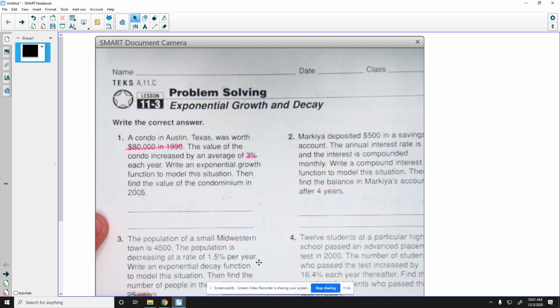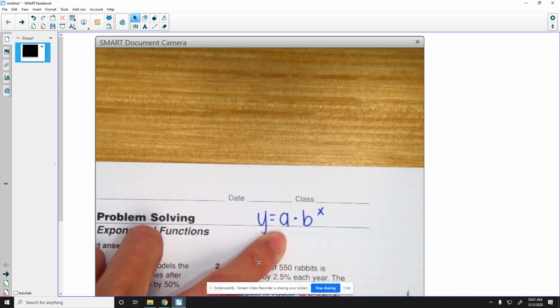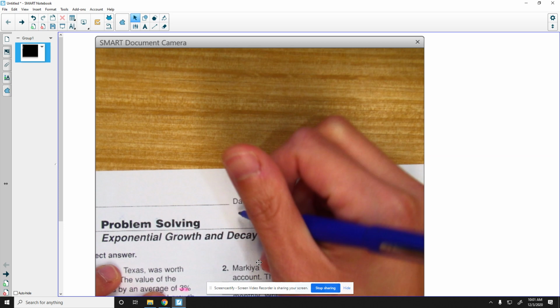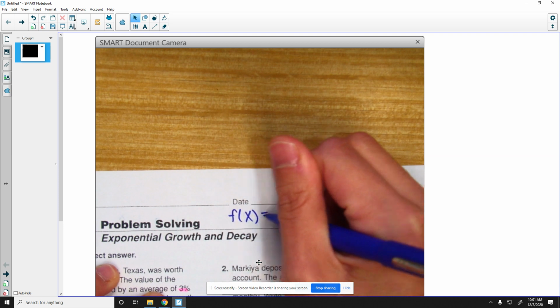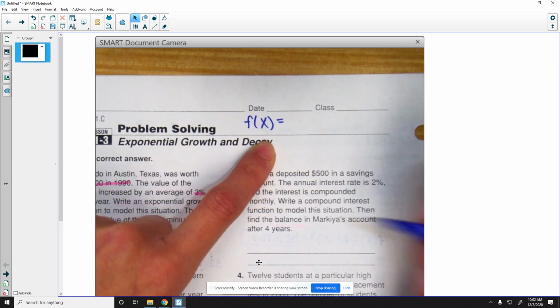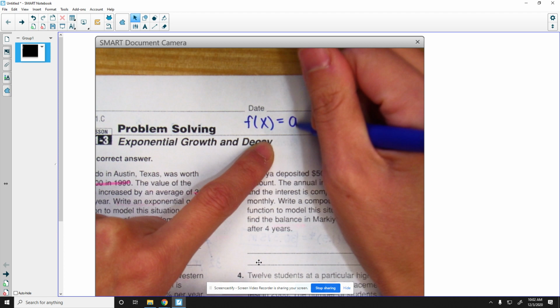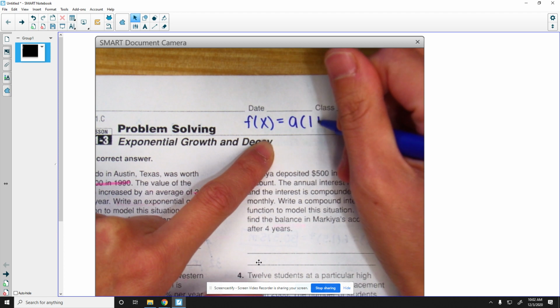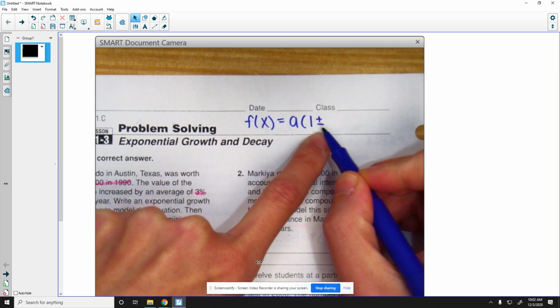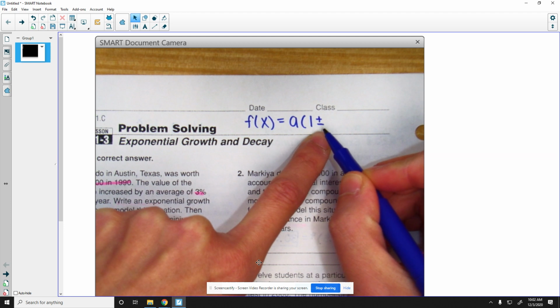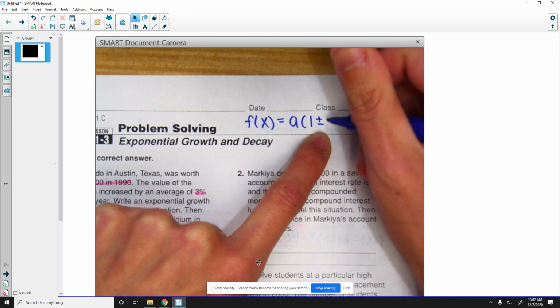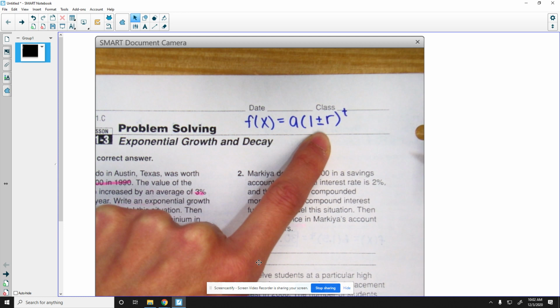So guys, do you see how this is something different now? It's not this equation anymore. It's this one where you have f of x or y. Y equals f of x equals A times parentheses, 1 plus or minus r, to the t power. It's not always plus or minus, you decide.